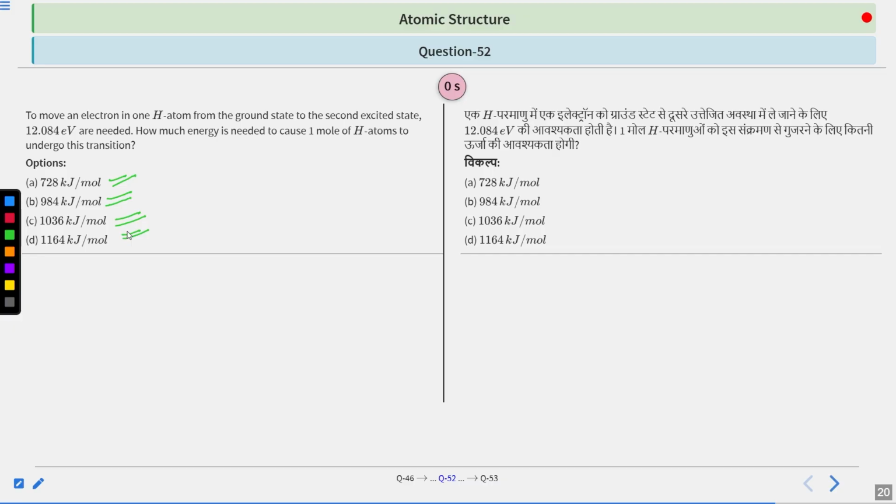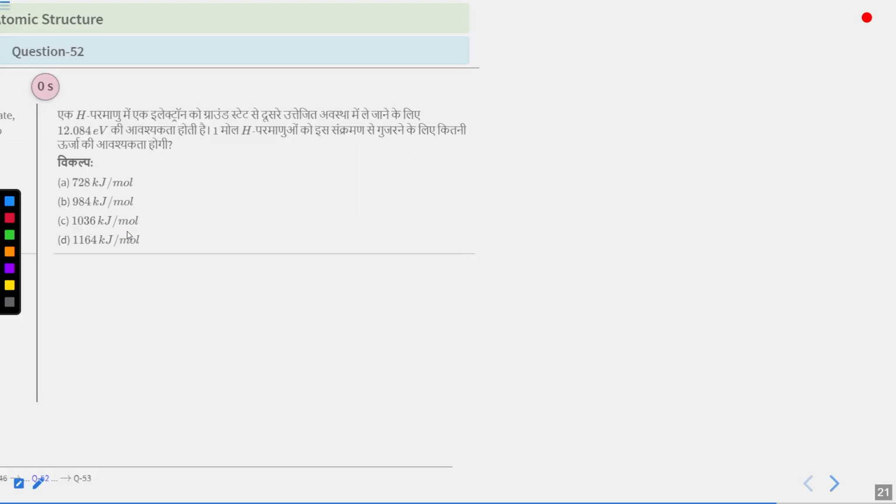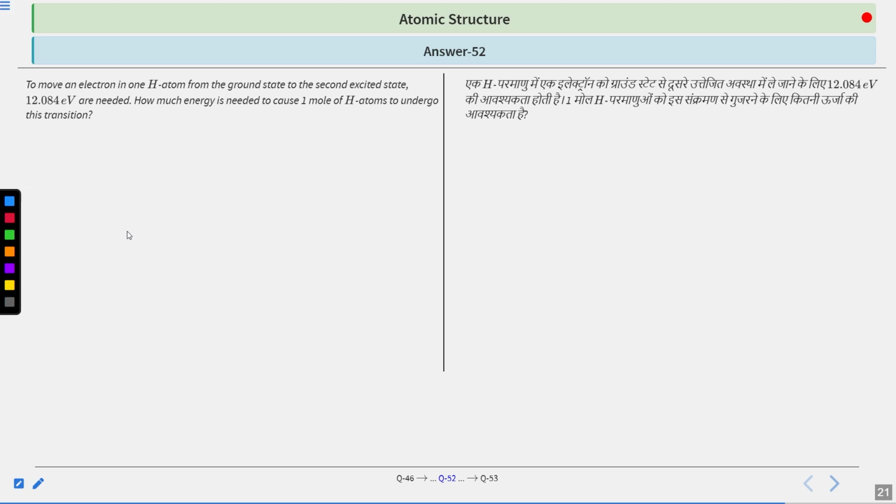Okay, now let us see the solution. So what is the question? The question is saying that if you are going from the ground state to the second excited state, this much energy is required. Now, how much energy is required for 1 mole? You have to calculate for 1 mole. The correct option is 1164 kilojoule per mole. That is the D option.